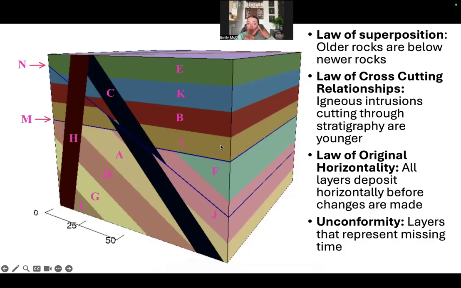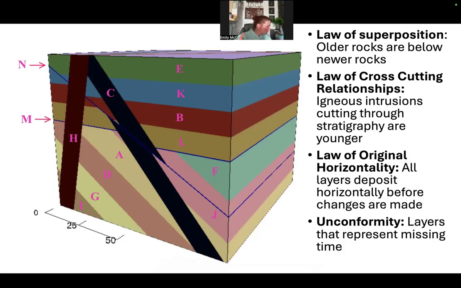We don't know how much time it took. We don't even necessarily know everything that happened. We just know there was tilting and that there was erosion that occurred. And because of that, we don't know how much time that took. But all of a sudden, we have another layer, L, that was deposited, and then B, and then K, and then E. Those all occurred, and they layered one on top of each other because of the law of original horizontality.